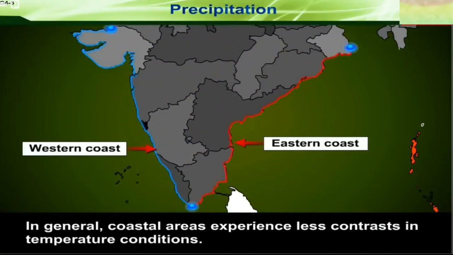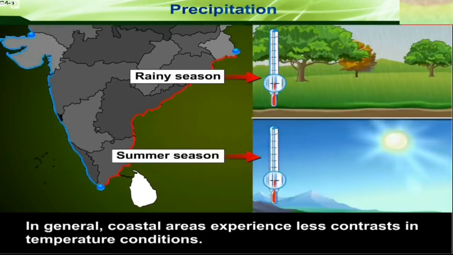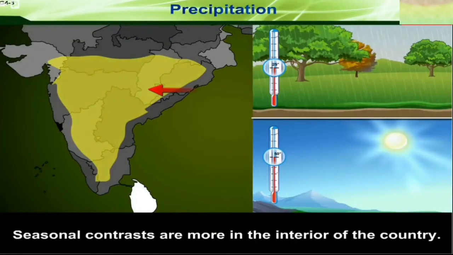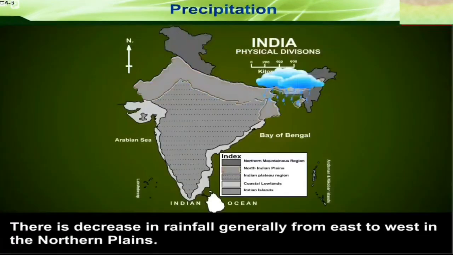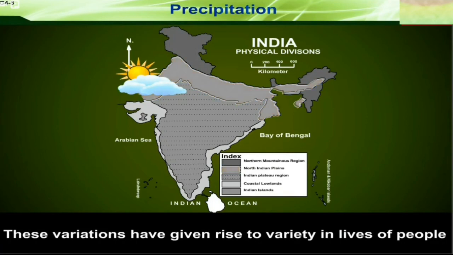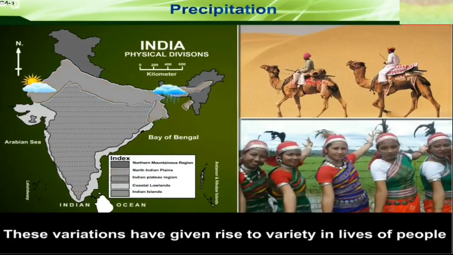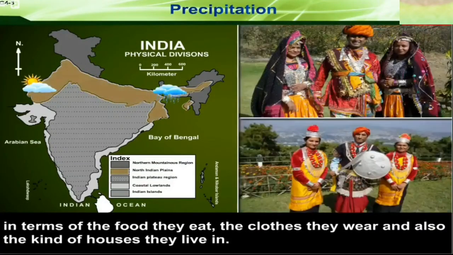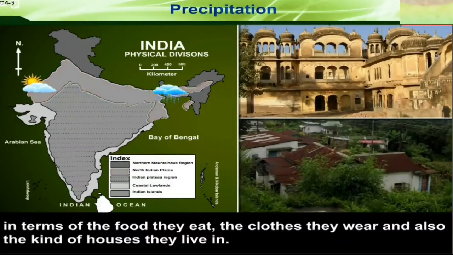In general, coastal areas experience less contrast in temperature conditions. Seasonal contrasts are more in the interior of the country. There is a decrease in rainfall generally from east to west in the northern plains. These variations have given rise to variety in the lives of people in terms of the food they eat, the clothes they wear, and also the kind of houses they live in.